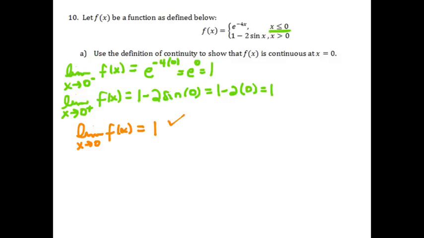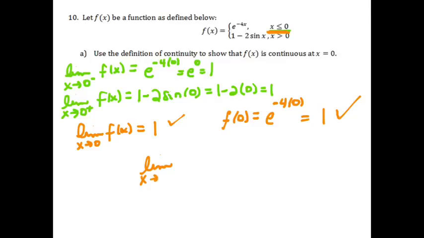And so we have verified that that limit exists. So now let's move on to show that f of a exists, in this case f of 0. If I'm going to find the value of the function at 0, I want to look for the piece that includes 0, which again would be this top piece where it says x is less than or equal to 0. So e to the negative 4 times 0, which again would be 1. So that value exists. And both of these values are equal to 1.